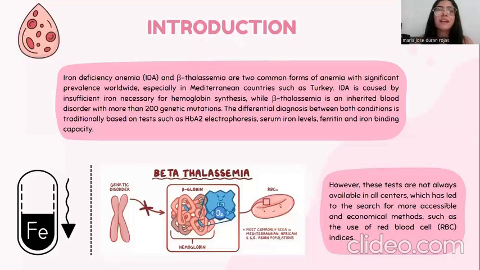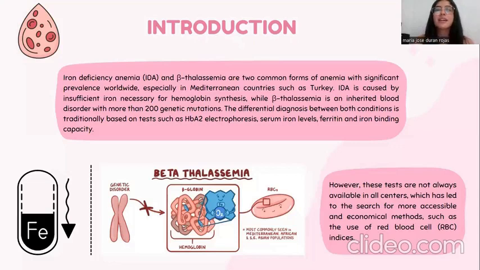Introduction: Iron deficiency anemia and beta thalassemia are two common forms of anemia with significant prevalence worldwide, especially in Mediterranean countries such as Turkey. Iron deficiency anemia is caused by insufficient iron necessary for hemoglobin synthesis, while beta thalassemia is an inherited blood disorder with more than 200 genetic mutations.